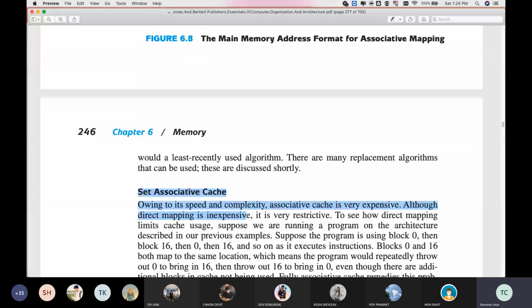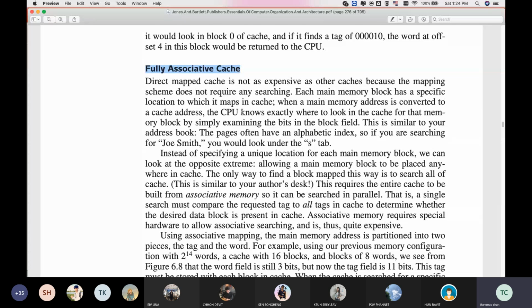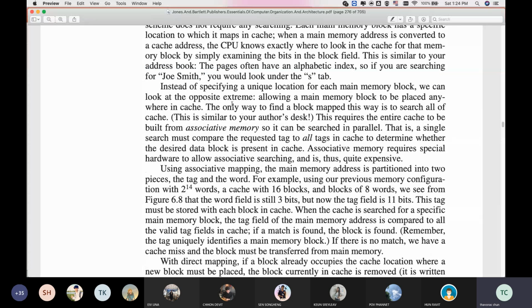There is another one in the ebook that they explain first, which is fully associative cache. Actually, fully associative cache is very simple, because it depends a lot on the hardware. If you want to implement fully associative cache, you need to make sure that your cache is built of associative memory. And associative memory is a kind of memory that allows you to do a parallel search.